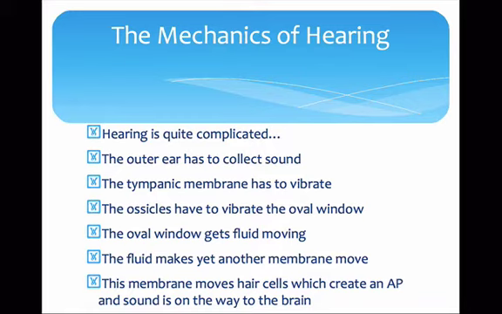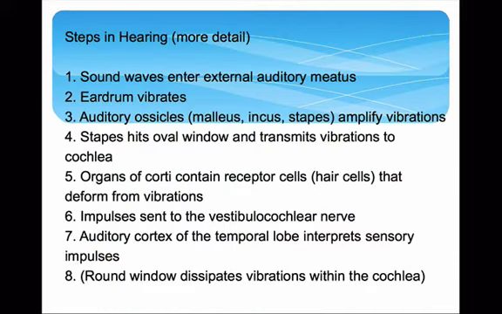Now, the mechanics of hearing is really complicated. And this is just a nutshell here. Your outer ear collects the sound, your tympanic membrane vibrates to that sound, and your three ossicles vibrate the oval window. The oval window gets the fluid moving. The fluid moves even another membrane in the snail, and that membrane moves hair cells, which create the action potential due to our potassium, sodium dance that we've talked about when we looked at the nervous system. And then the brain actually hears it as it gets sent to it on a nerve.